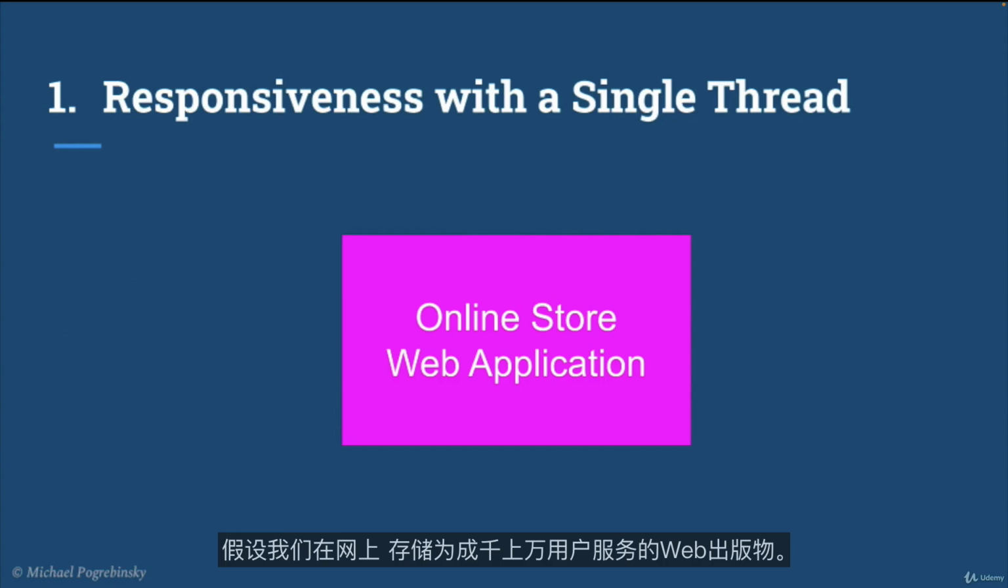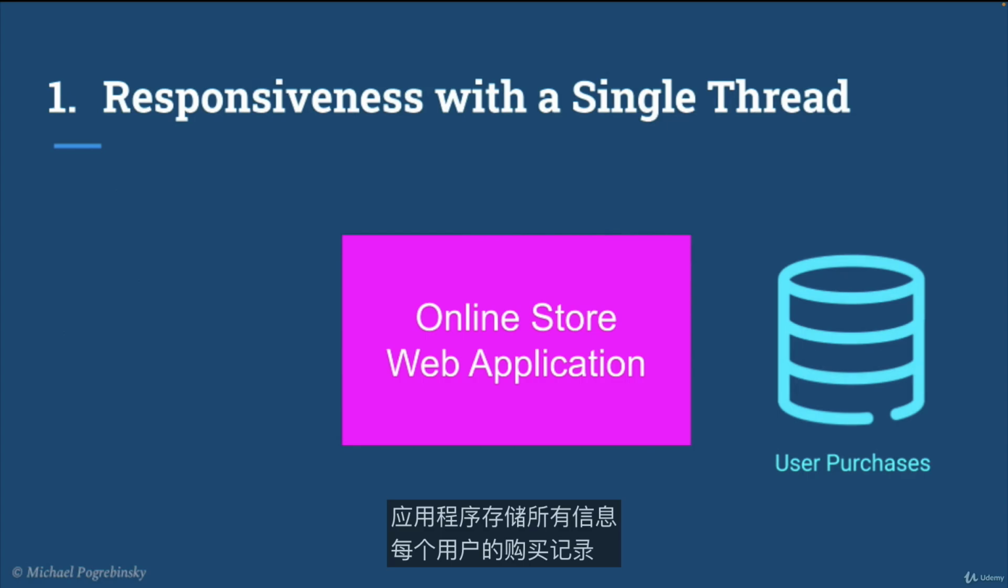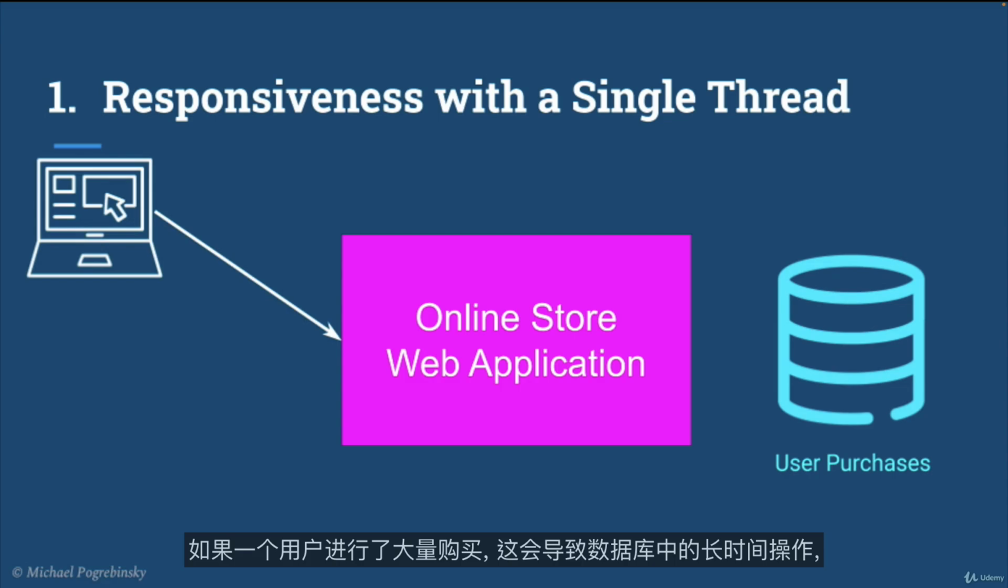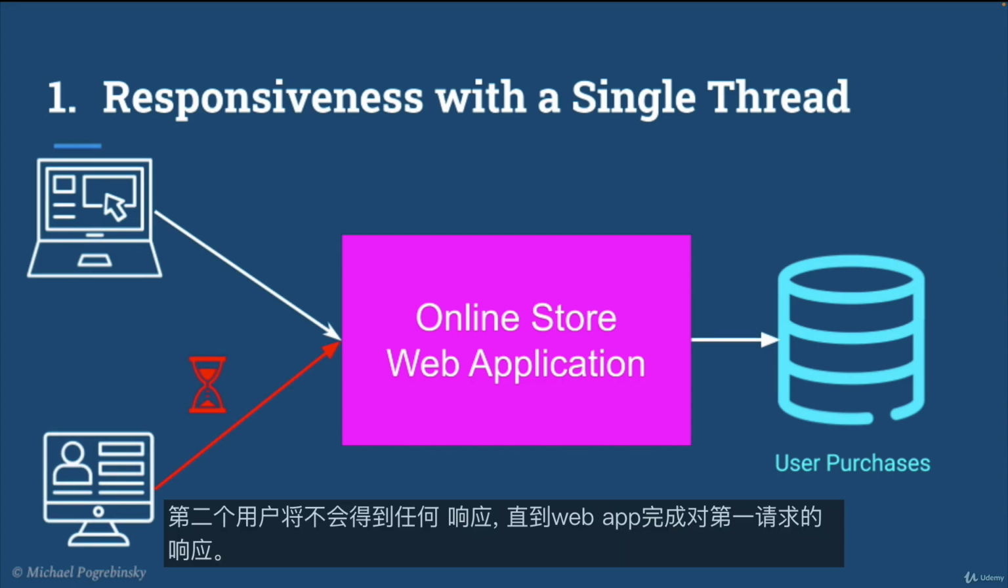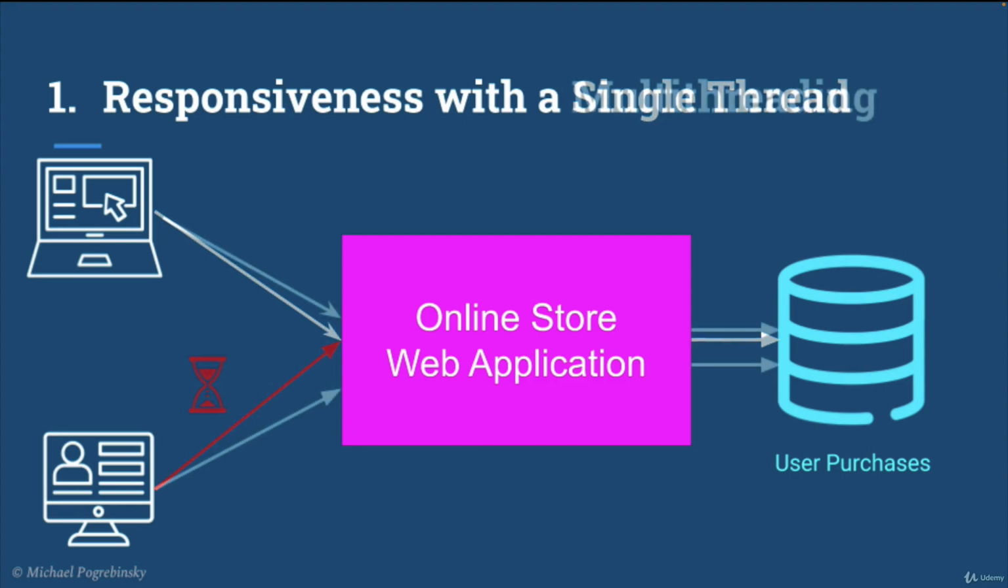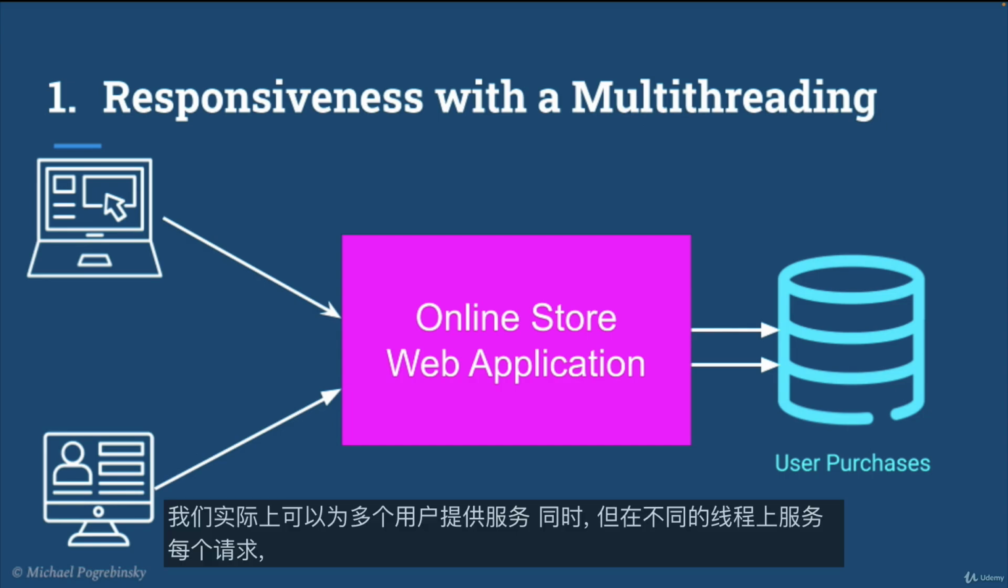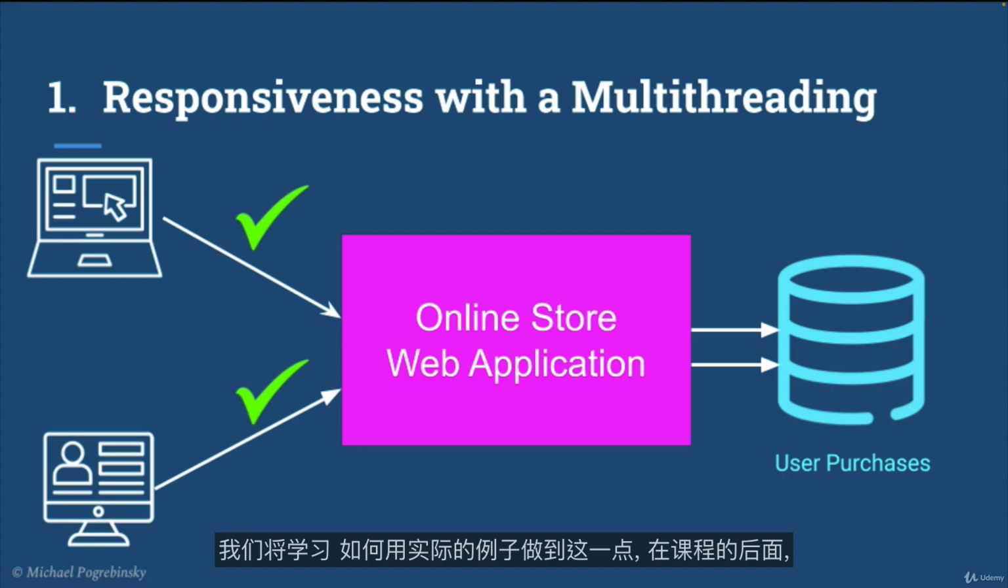Suppose we have an online store web application that serves thousands of users. The application stores all the information about each user's purchases in a database. If one user makes a large purchase of multiple items, which results in a long operation in the database, and at the same time another user is desperate to complete his purchase, that second user will not get any response until the web app is done responding to the first request. With multithreading, we could actually serve multiple users simultaneously by serving each request on a different thread. We will learn how to do this with practical examples farther in the course.